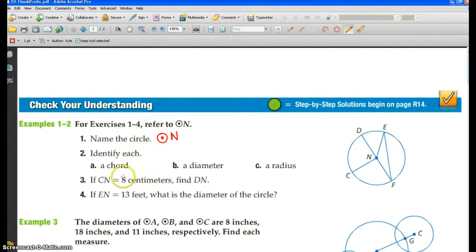Alright, number 3. If CN equals 8 centimeters, find DN. Well, CN and DN would be congruent because they're both the radius. So all radii are congruent. So if CN equals 8, then DN equals 8 centimeters.